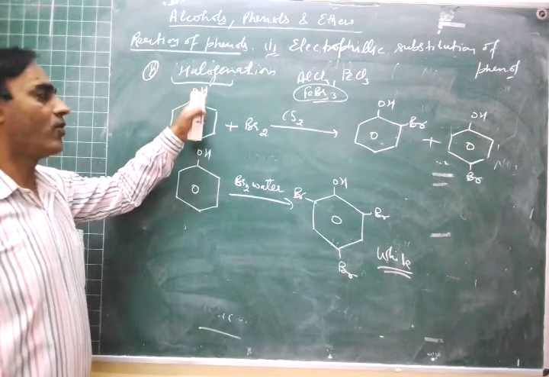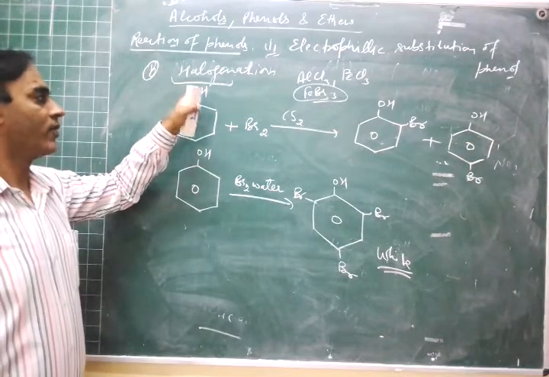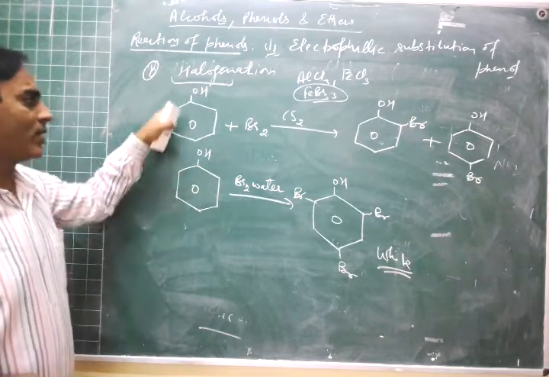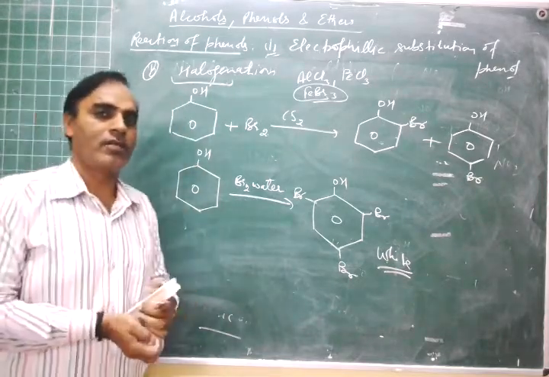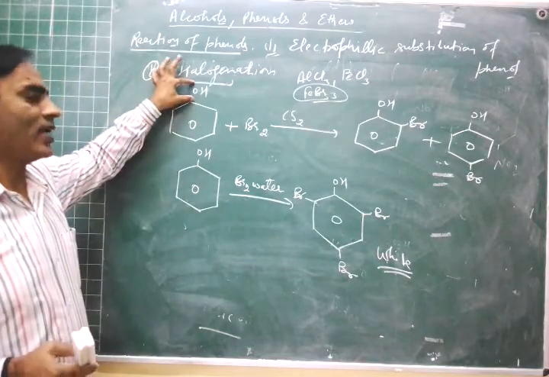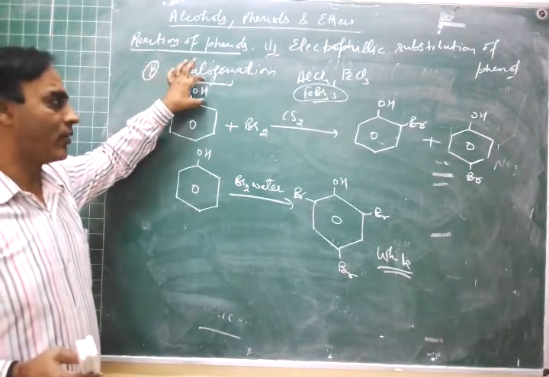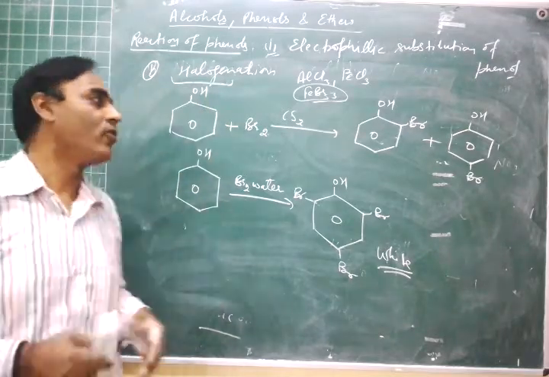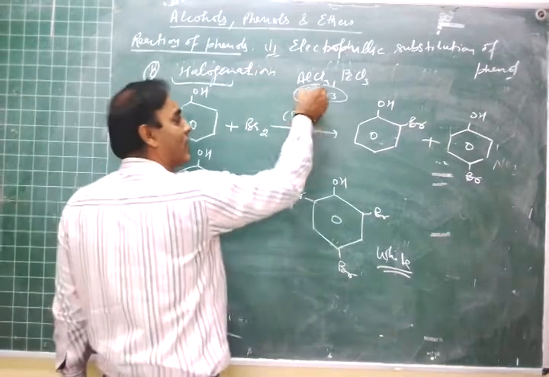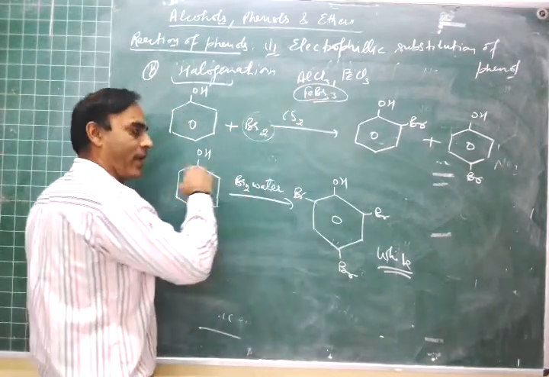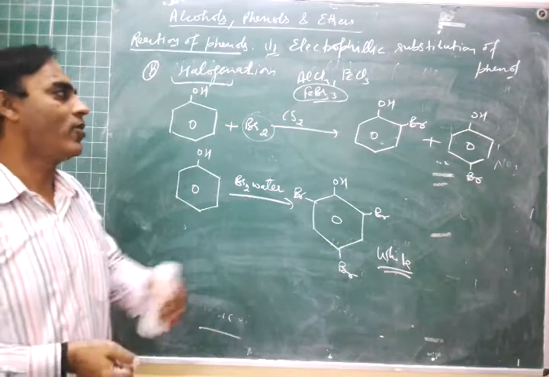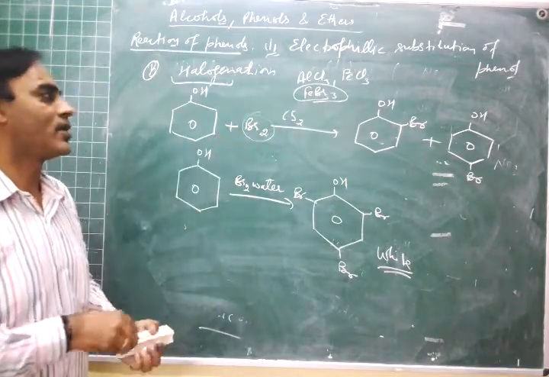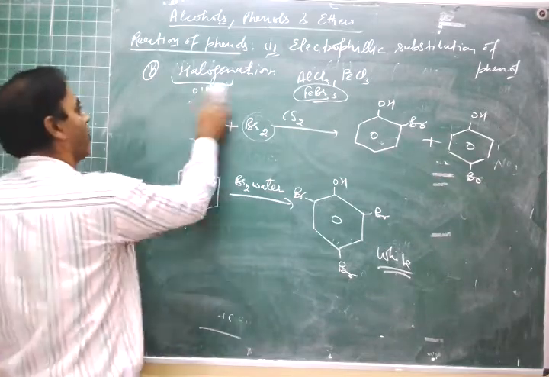This is because in phenol, the OH group is a highly activating group. It activates the benzene for further reaction. That's why it is known as a highly activating group. So a catalyst is not required in these reactions because the OH group in phenol is highly activating. It polarizes the bromine molecule for reaction, and therefore there is no need of a catalyst for polarizing the bromine. Right? Now we will discuss the other reactions of phenol.